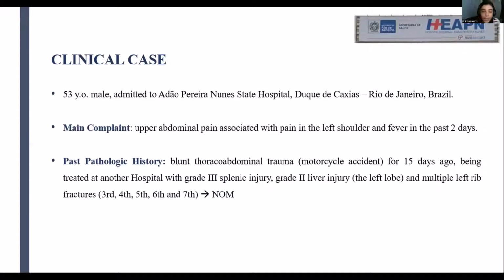And there he had a splenic injury, grade 3, a grade 2 liver injury in the left lobe, and multiple left rib fractures, as you can see, 3rd, 4th, 5th, 6th, 7th, and they decided to do a non-operative management. So he was discharged, he went home, and he wasn't feeling well, and he decided to come to our hospital because it was near to his house.